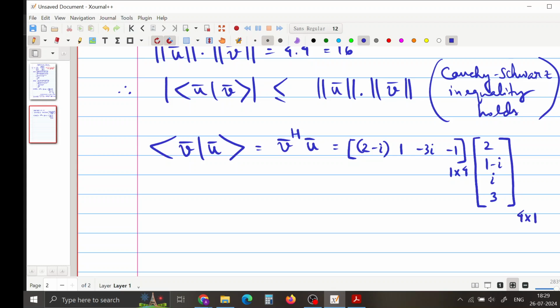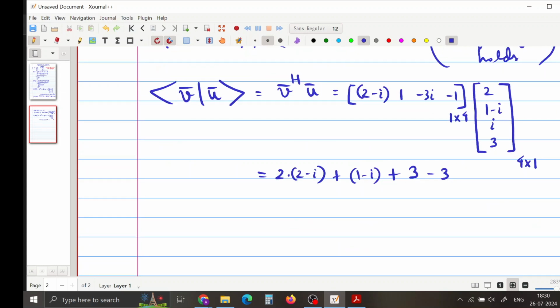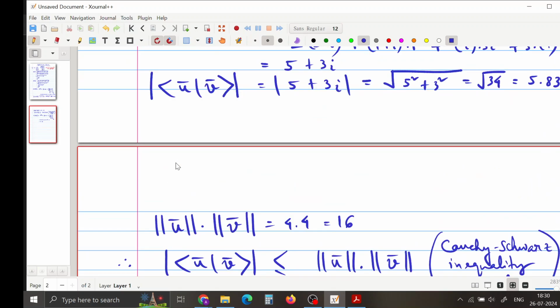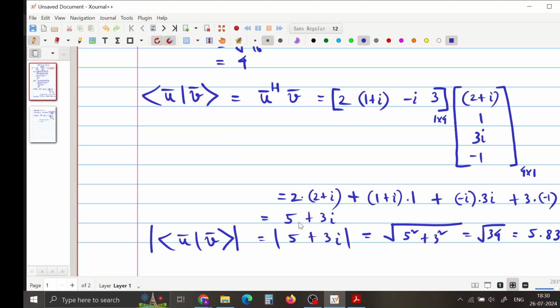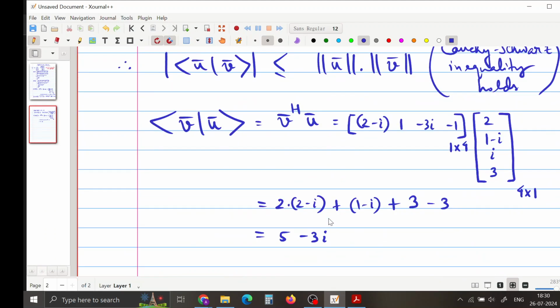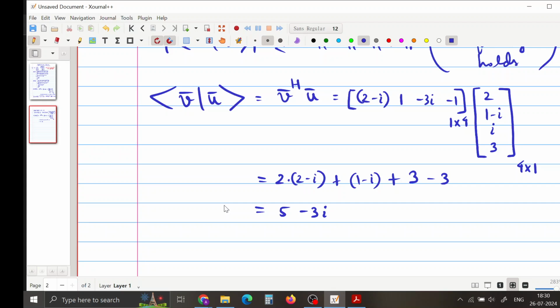Okay, so again you take the pointwise multiplication and add them up, so you'll get 2 times 2 minus i, plus 1 times 1 minus i, which is 1 minus i, plus minus 3i times i, so that gives you 3, and the last term would be minus 1 times 3, which is minus 3. And here this equals 5 minus 3i. Okay, so initially when we took the inner product of u and v, we found it is equal to 5 plus 3i, and here when we took the inner product in the reverse direction, that is the inner product of v and u, the result turns out to be 5 minus 3i.